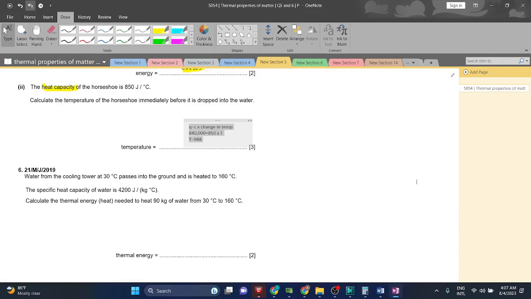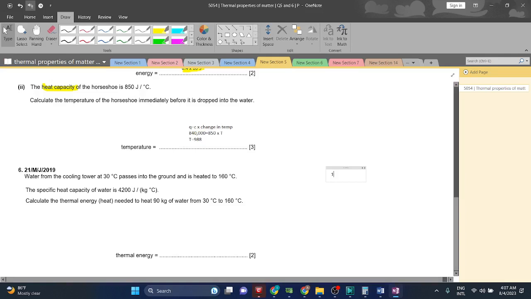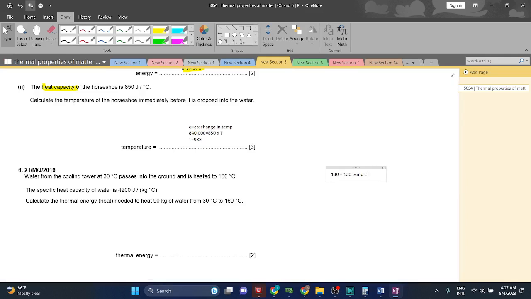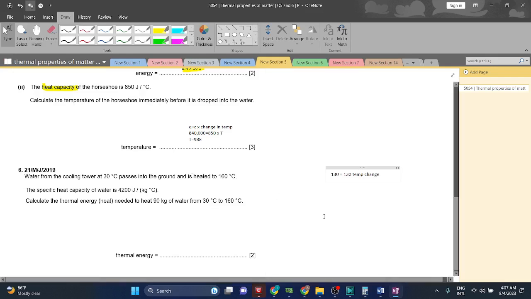Question 6. Water from the cooling tower at 30 degrees Celsius passes into the ground and is heated to 160 degrees Celsius. So the temperature changes 160 minus 30, which is 130. 130 is the temp change. आगे देख लेते हैं. The specific heat capacity is 4200. Calculate the thermal energy needed to heat 90 kilograms of water from 30 degrees Celsius to 160 degrees Celsius.